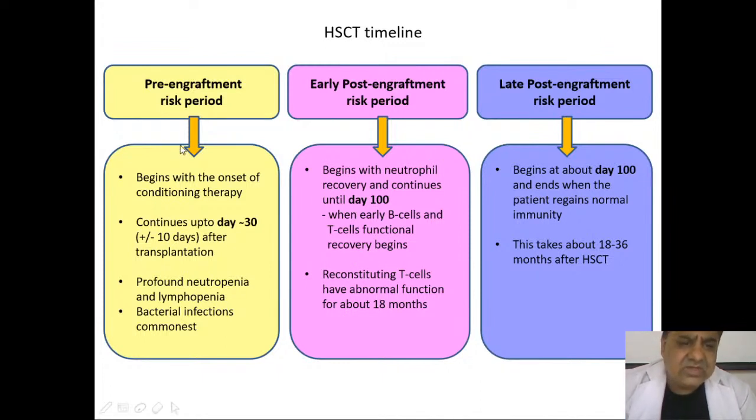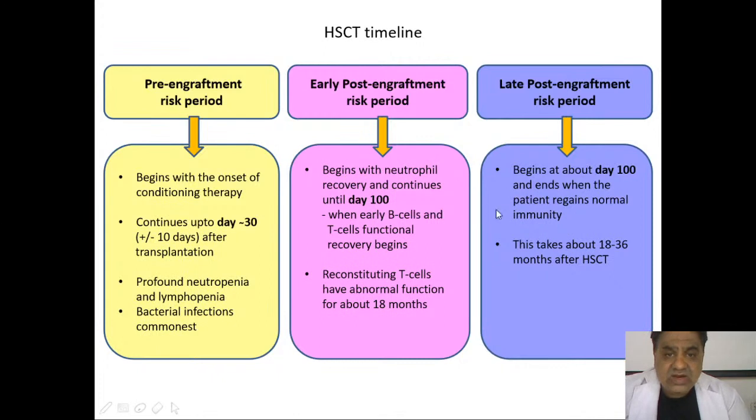Plus minus 10 days after you have given the IV stem cells. In this phase, since the patient's own marrow has been ablated and the new marrow has not yet taken over, it is called the pre-engraftment period. Here, profound neutropenia and lymphopenia are very common, and bacterial infections are the commonest. Although other infections can also happen, bacterial infections are typically much more common.